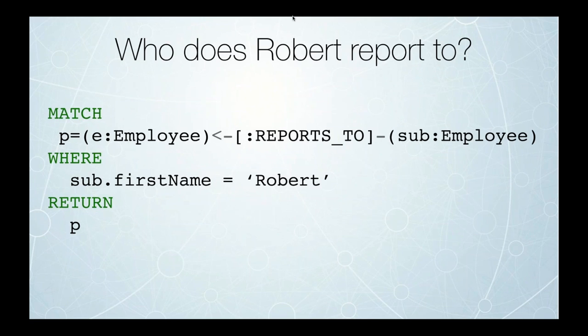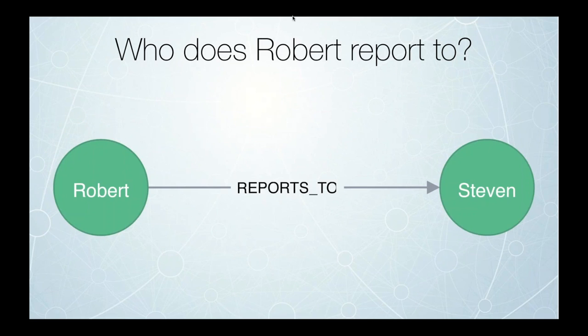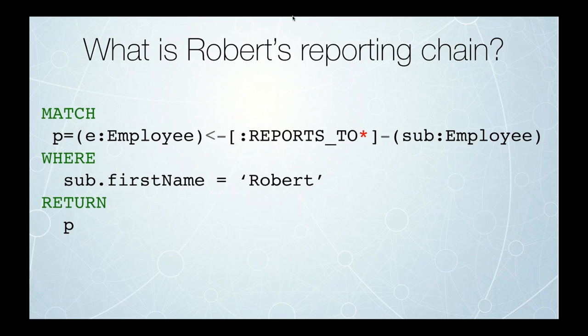So if we want to find who does Robert report to, this is again a very easy query to write. We're finding a subordinate who reports to an employee, and the subordinate's first name is Robert. Now you'll notice that P equals at the top here. That's saying we want to get the path returned. And what that means is that we want to get all the nodes and relationships in that path. So we get something like this. Robert reports to Stephen.